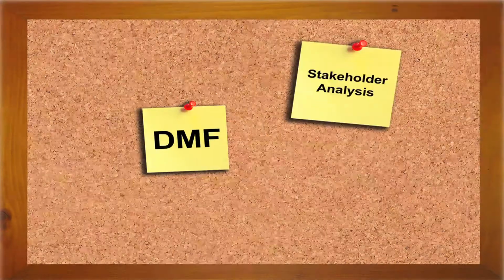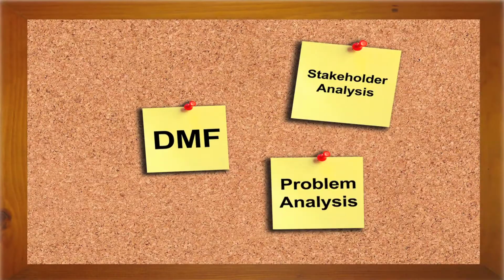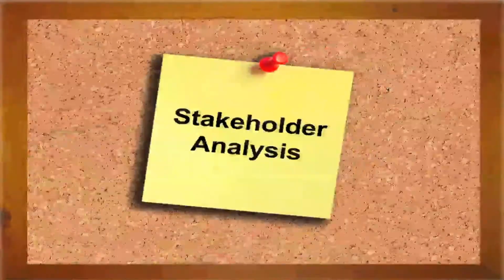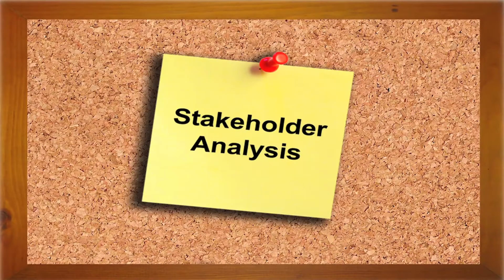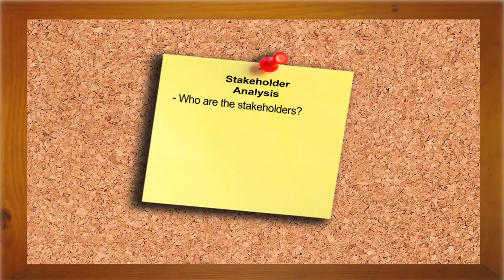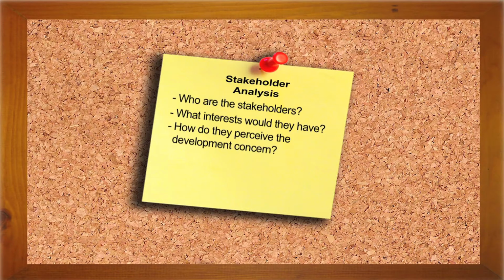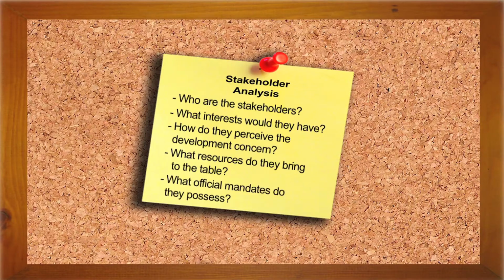The DMF uses stakeholder analysis and problem analysis to capture and describe the situation of a given development concern. Stakeholder analysis diagnoses: who are the stakeholders? What interest do they have? How do they perceive the development concern? What resources do they bring to the table? What official mandates do they possess?